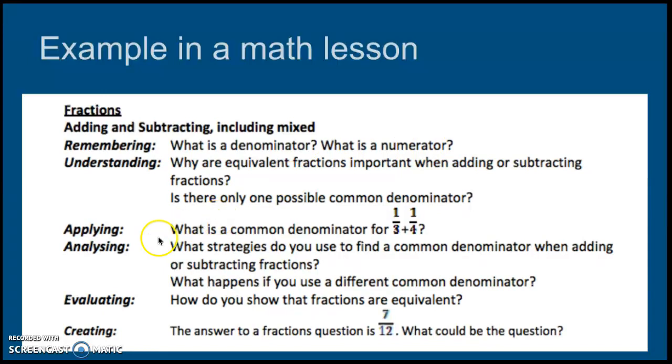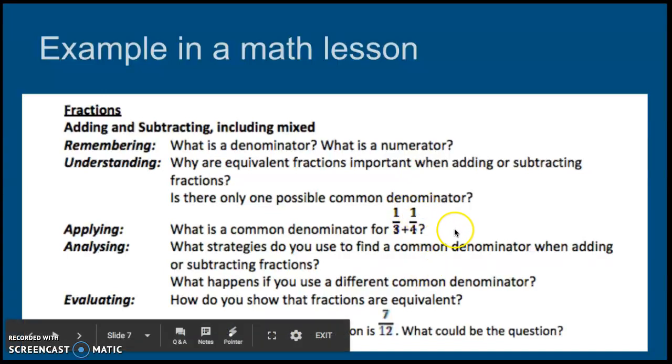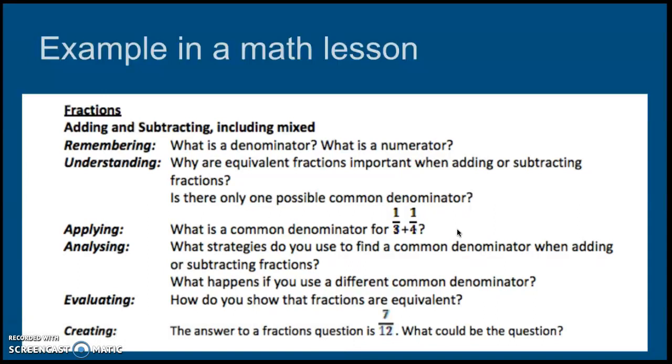Okay, so continuing on, we have applying. So what is a common denominator for 1/3 plus 1/4? So students would have to now remember that, well, 3 and 4, 12. 12 is a multiple of both 3 and 4. So then they would change these fractions and they would become 4/12 and 3/12. And now they can add these fractions together.